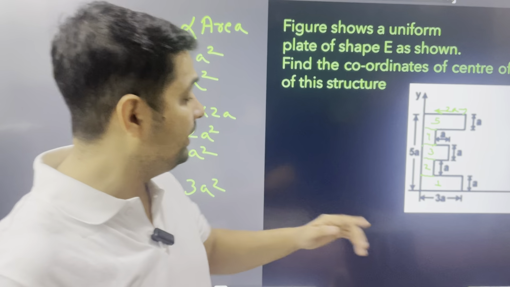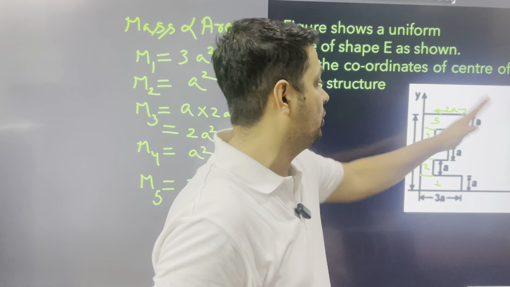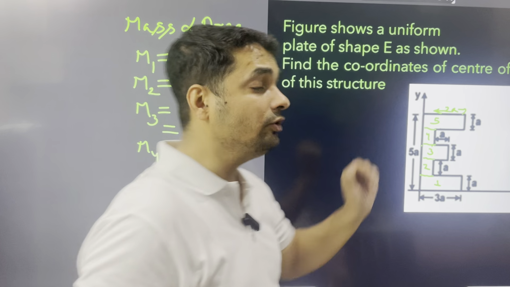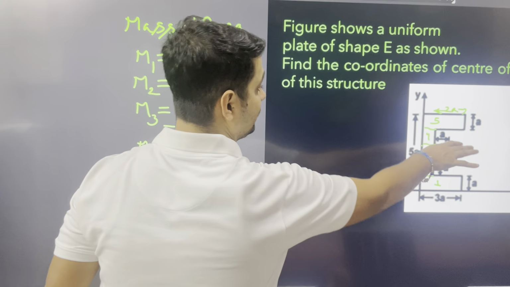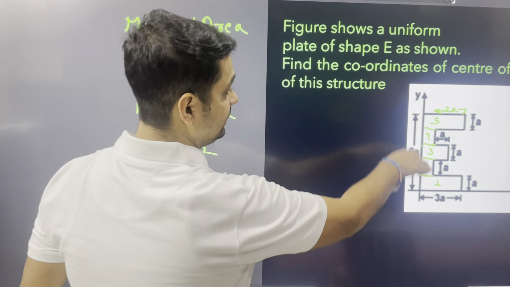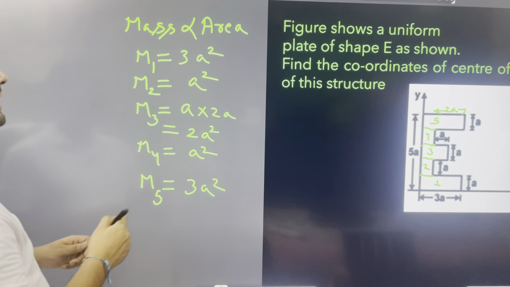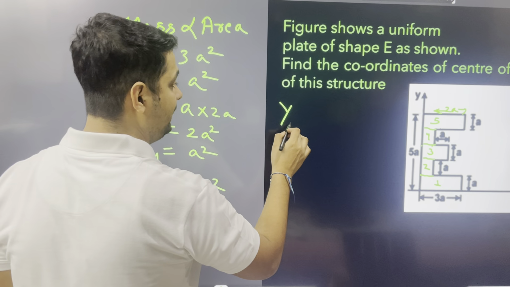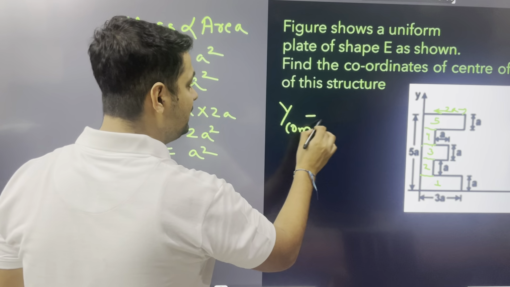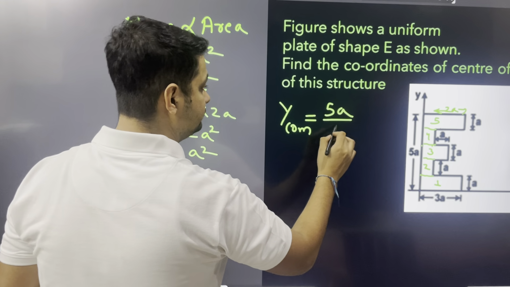But here only along the Y it is uniformly distributed, not along the X. So along the Y it will be what? On the physical center. So what is the length along the Y? 5a. So its physical center will be 5a by 2. So we do not need to find the Y center of mass. We can directly write Y center of mass will be 5a by 2.